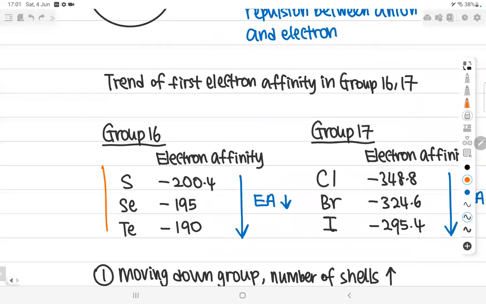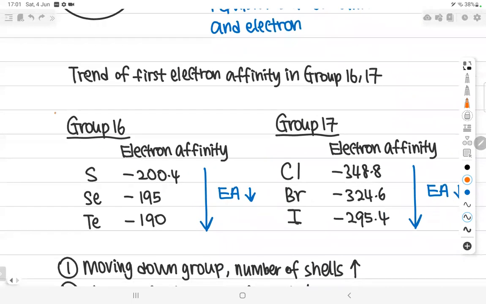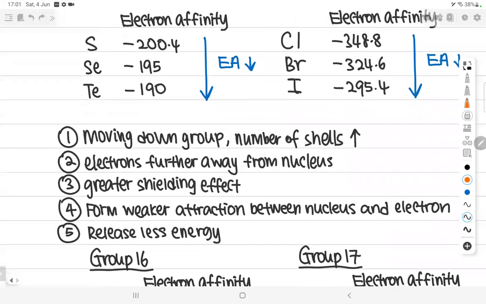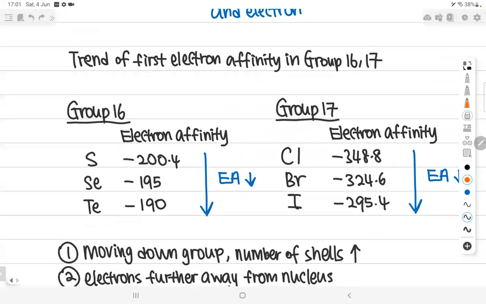So group 16, these are the members. Group 17, these are the members. And this is the electron affinity. All these numbers, no need to memorize. I just want you all to know the trend. No matter group 16 or group 17, when you're moving down the group, electron affinity decreases. So that is the idea.